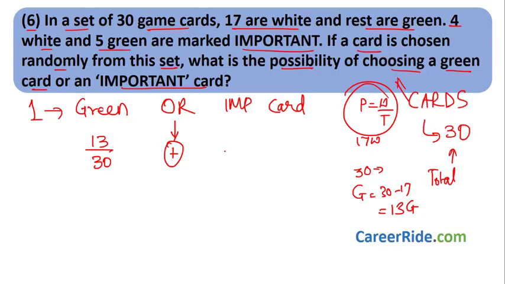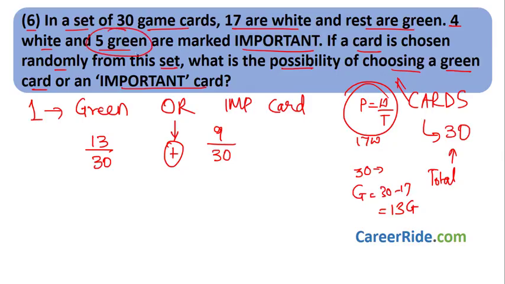How many cards are marked important? 4 white and 5 green cards are marked important. That means total 4 plus 5 is 9. 9 cards are marked important. I want an important card, so 9 possibilities are there, divided by total cards 30. Now over here, out of the 9 important cards, 5 are green cards.